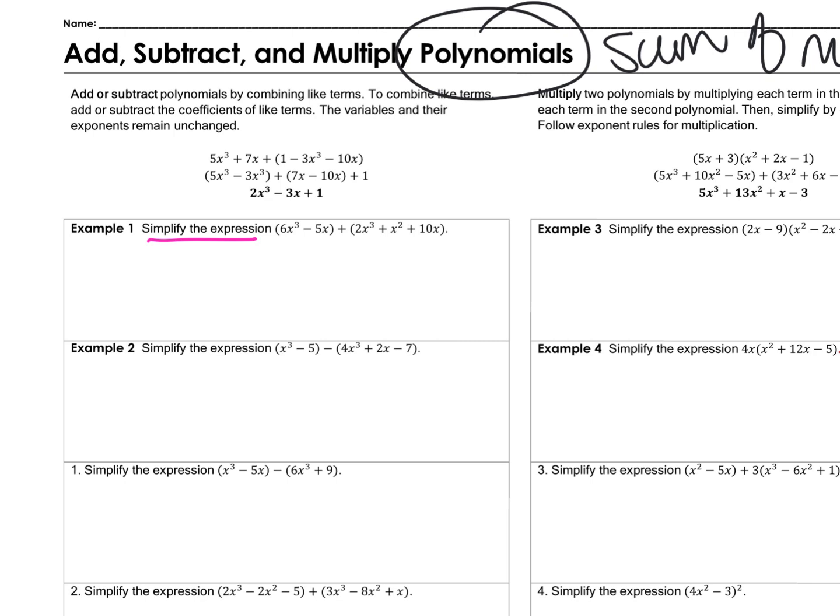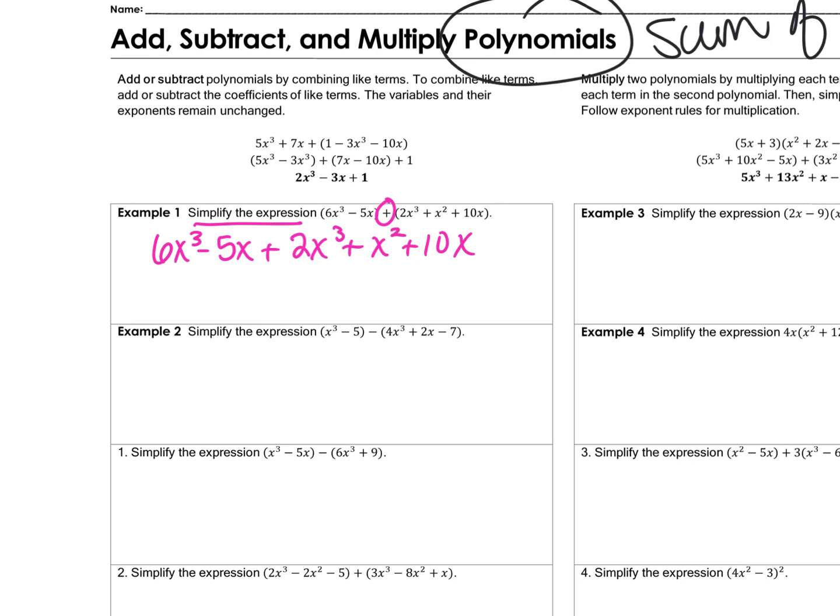Always pay attention to your operation in between your two sets of parentheses. Notice it's a plus sign. Also notice there is nothing directly in front of the parentheses, so you can actually rewrite this without the parentheses. And then you're just combining your like terms. So remember, like terms have the same variable and the same exponent. So if they do not have the same variable and exponent, you're not going to be able to add them.